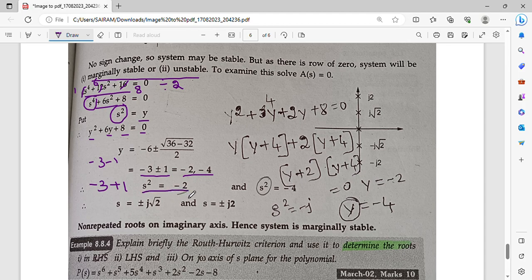So therefore s square is equal to minus 2, and s is equal to plus or minus j root 2, and for s square is equal to minus 4, s is equal to plus or minus root of minus 4, which is giving me plus or minus j2. And s square is equal to minus 2, wherein s is equal to plus or minus j root 2.